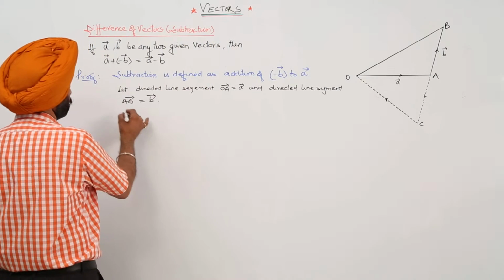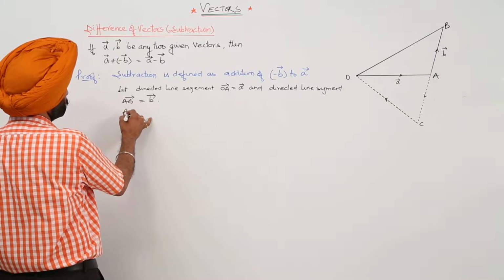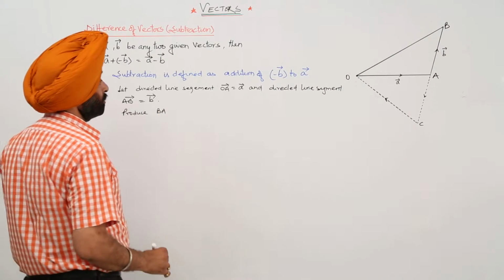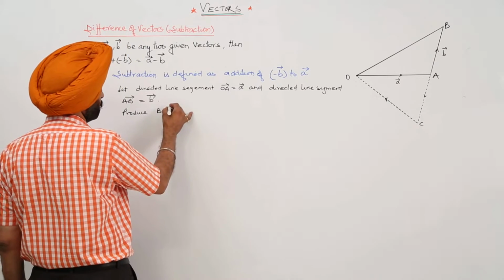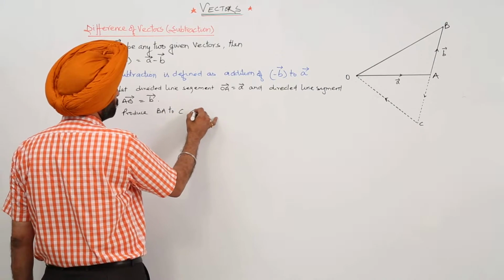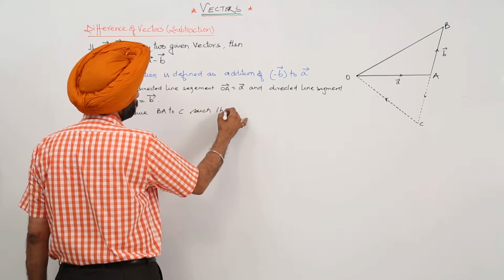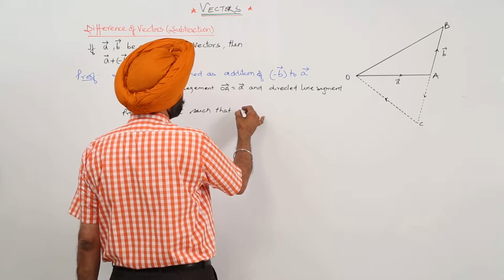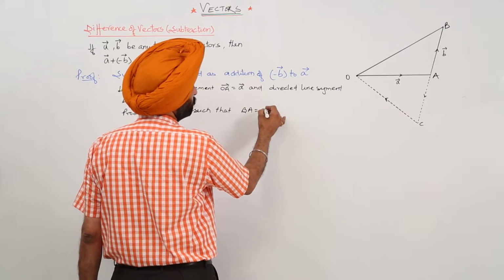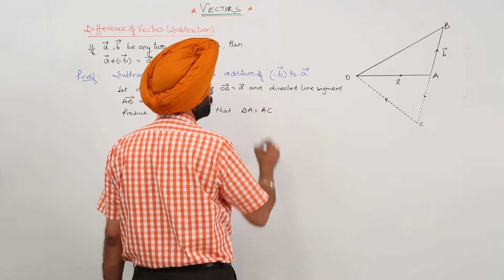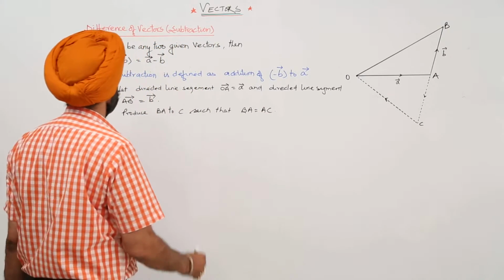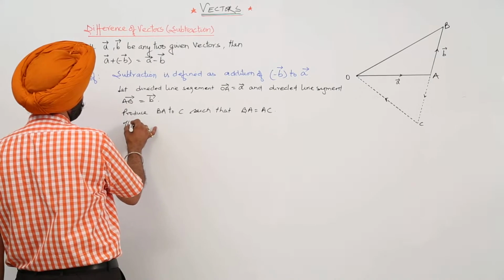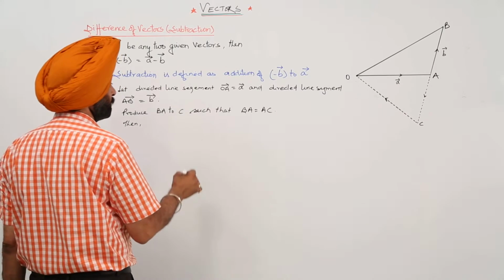Now produce line BA to C such that BA is equal to AC. Then we are having AC.